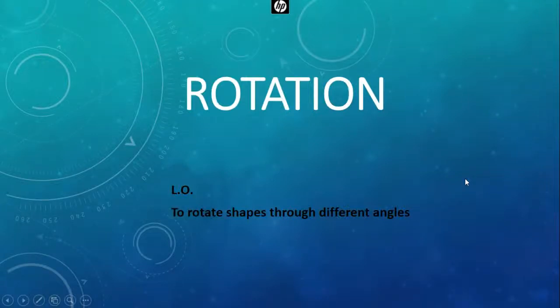Hello Year 8. Today we're going to carry on with our chapter on transformations and we're going to look at rotation. The learning objective, please write it down, is to rotate shapes through different angles.